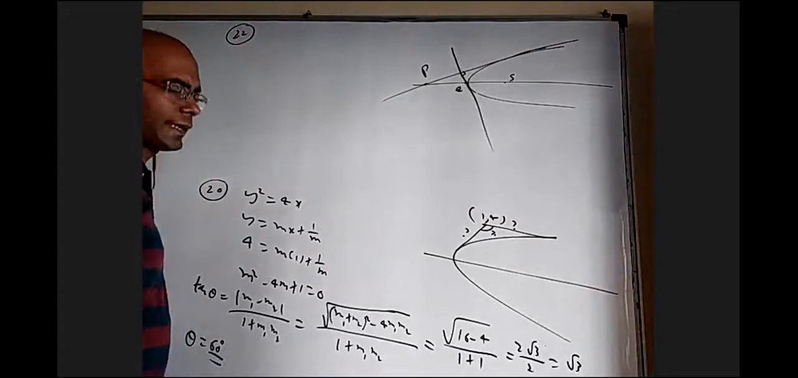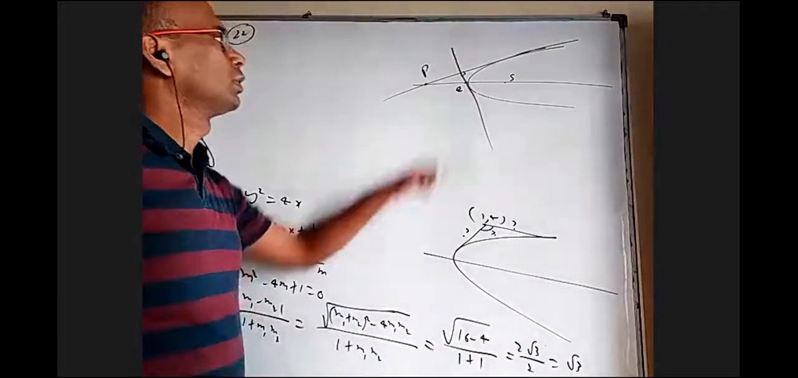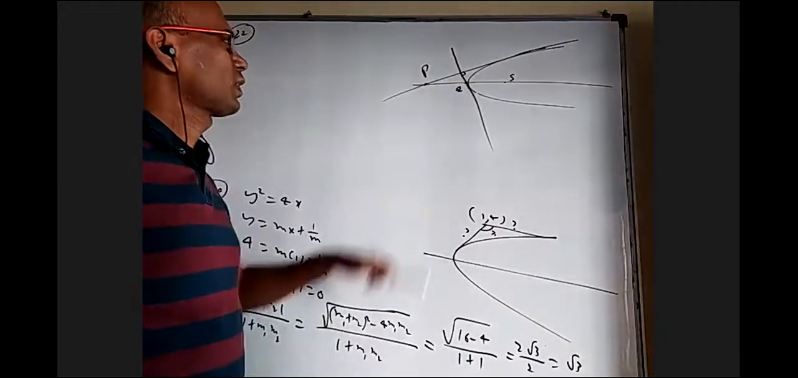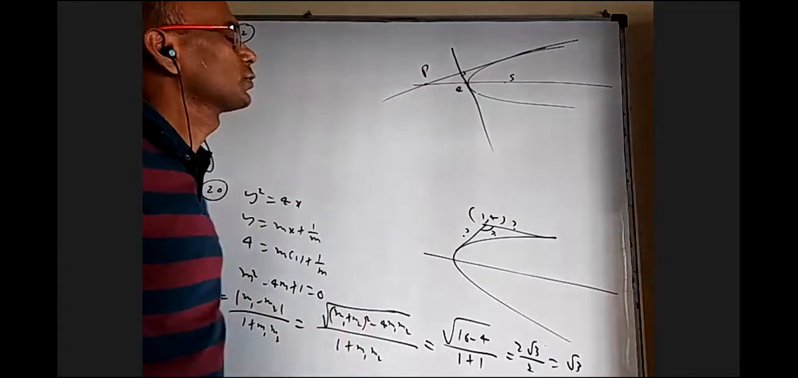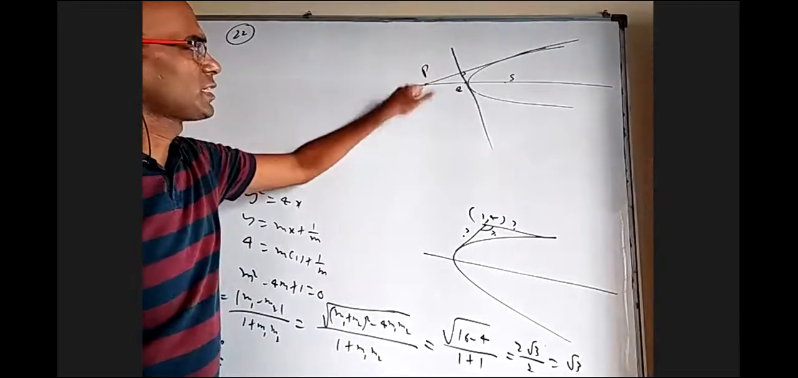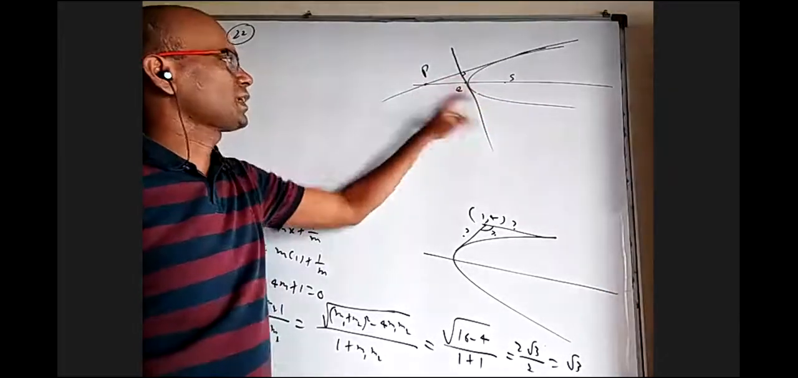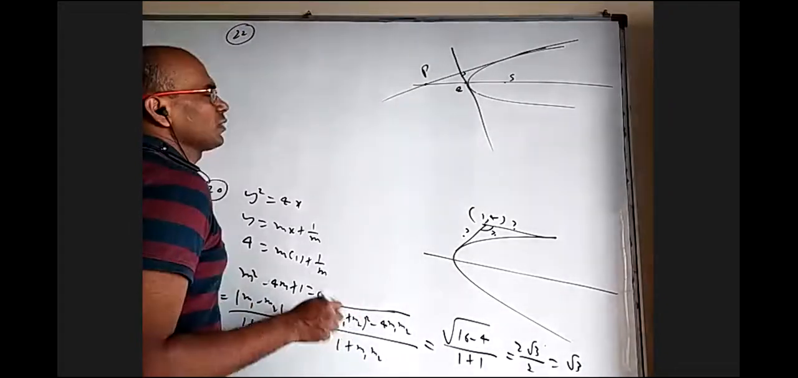Okay, 22nd question. What does it say? There are two perpendicular tangents. One of them intersects the x-axis at P, and another one intersects the x-axis at Q. Of course, when you rotate the tangents, P will change, Q will change. But I think the relation between SP and SQ should not change. They're asking that.